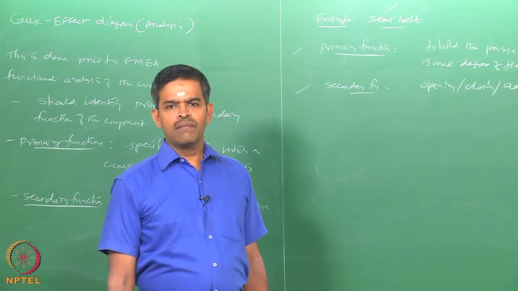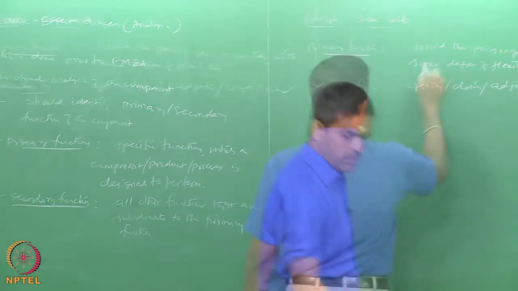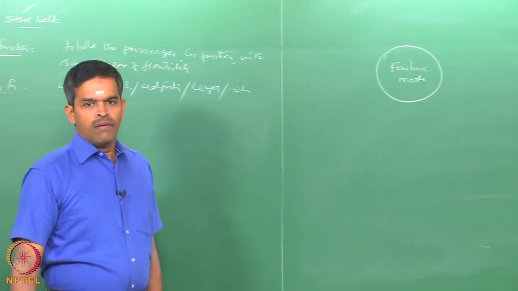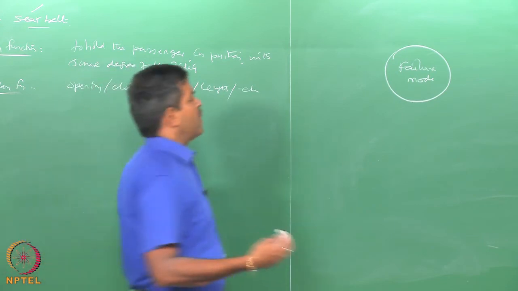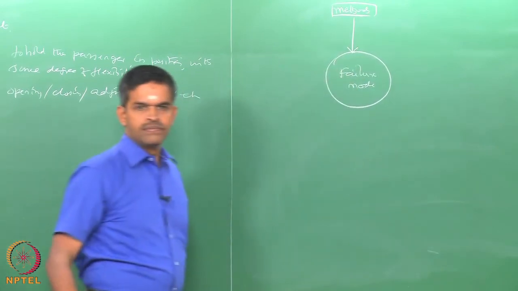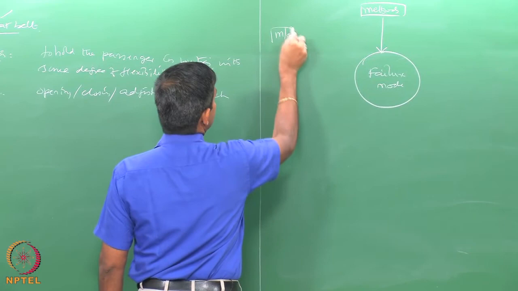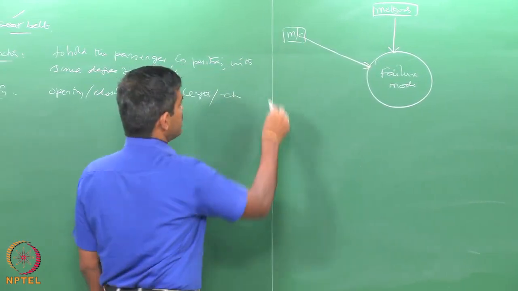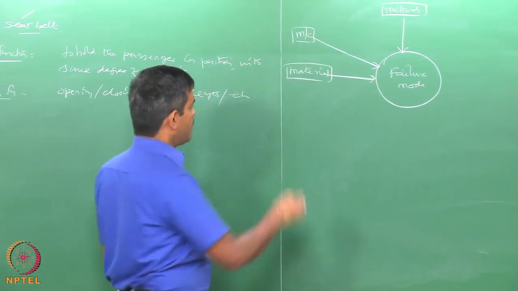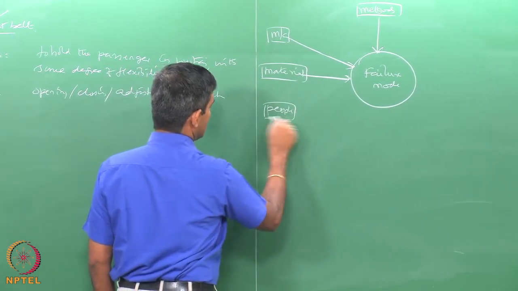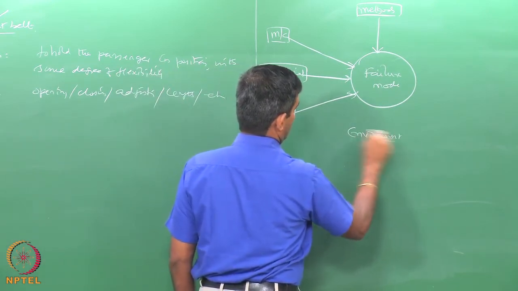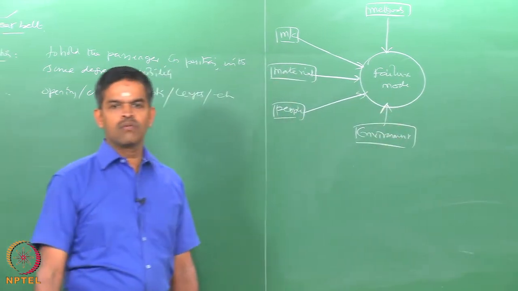If you talk about a cause and effect diagram for a simple example like this, let us say the failure mode will get influenced from the methods of failure, from the machinery, from the material used, from the people using it, and from the environment. All may lead to different failure modes.